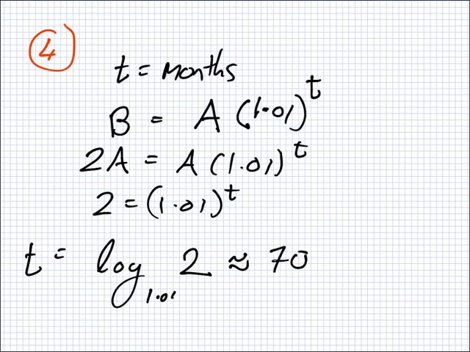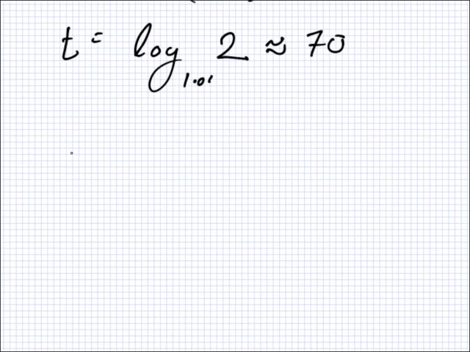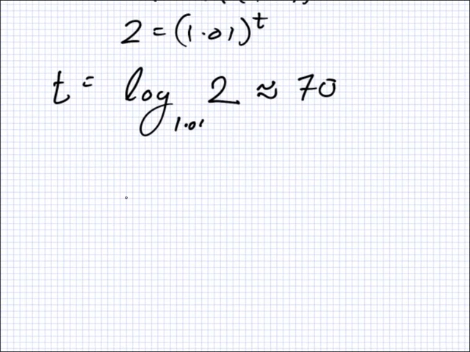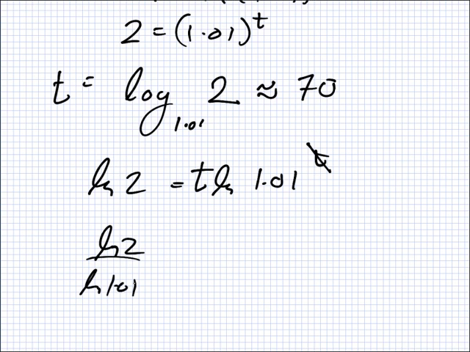Actually, we don't have the log button. If you don't have the log button, what you could do is this. You can put ln on both sides, and then bring the t down in front, like this. And then divide by log 2 over log 1.01. That's one way to do it.